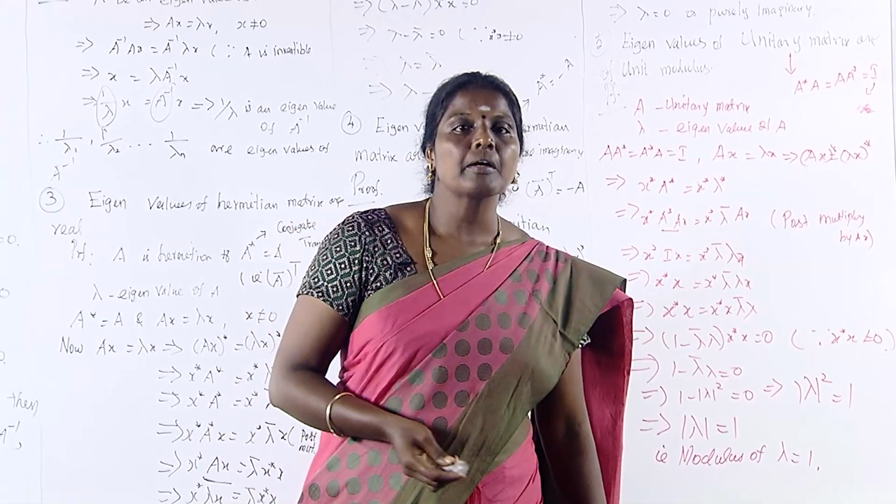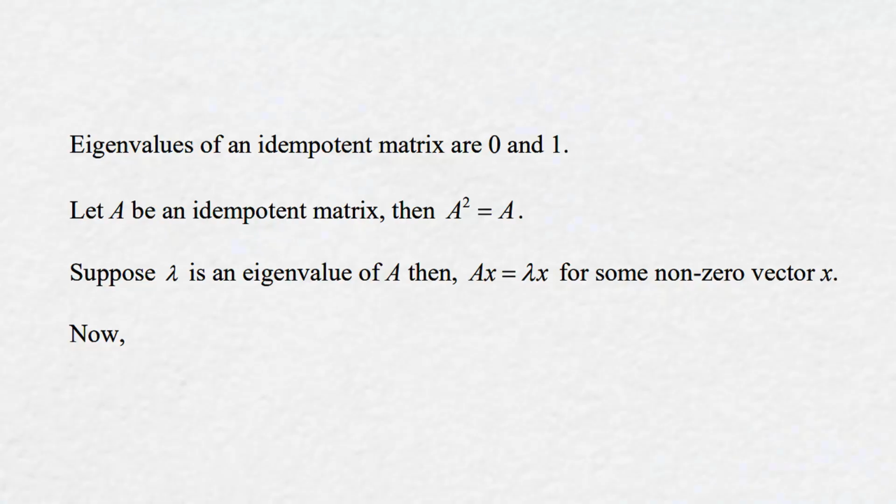So, let us see some more results in detail. Result 6 shows the eigenvalues of an idempotent matrix. Eigenvalues of an idempotent matrix are 0 and 1. We are going to prove this. Let A be an idempotent matrix. As per the definition of an idempotent matrix, A square equal to A. Suppose lambda is an eigenvalue of A. Then Ax equal to lambda x for some non-zero vector x.